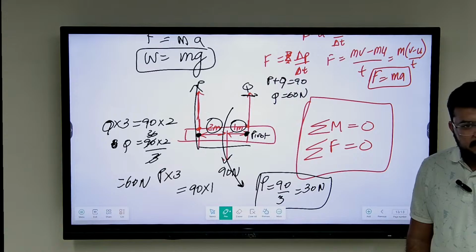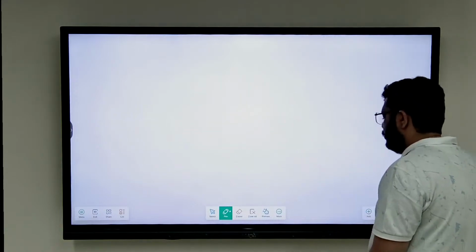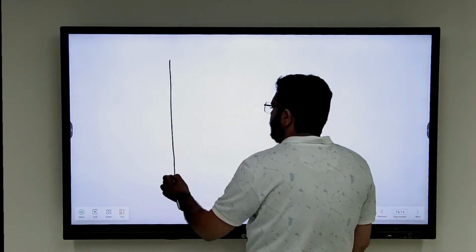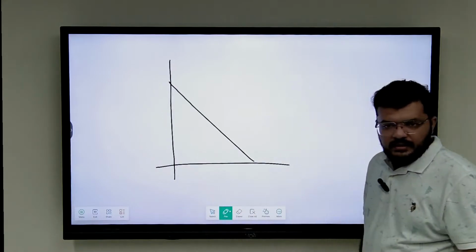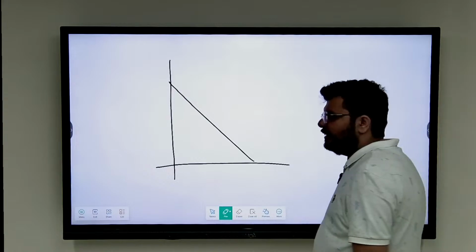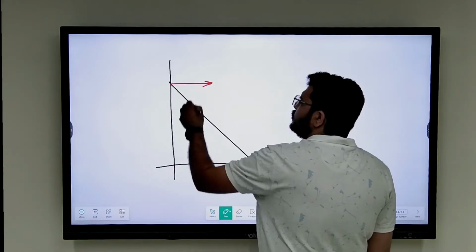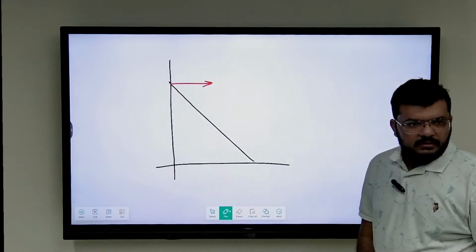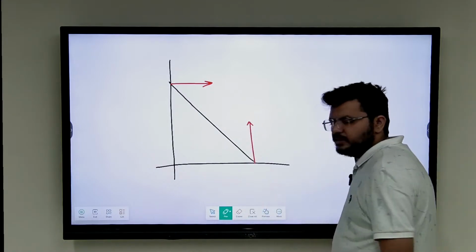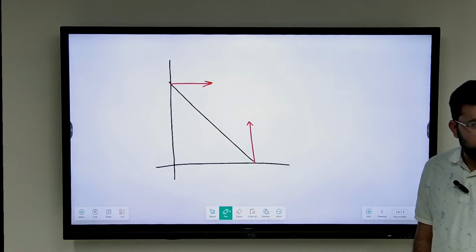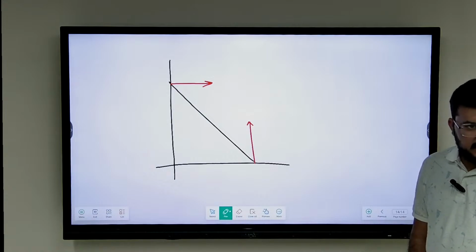Makes sense, right? Now you have a lot of examples like this, that okay, this is the wall, this is the floor, and this is your ladder. There is a reactive force like this due to contact. This is also known as contact force. There is a force like this which you should consider when answering questions.